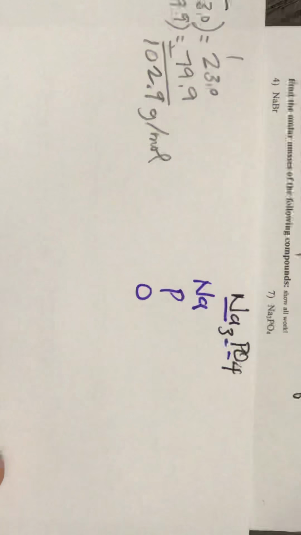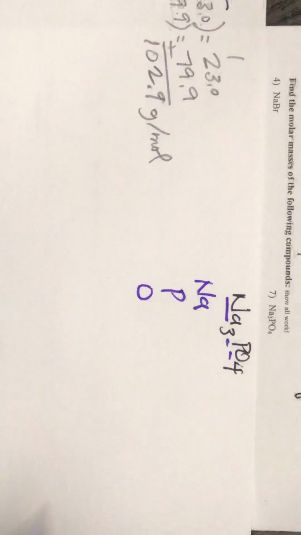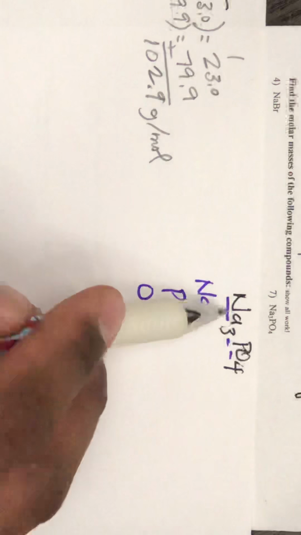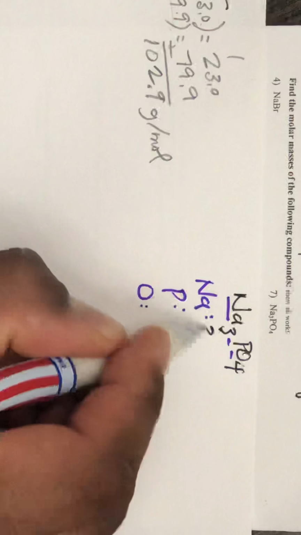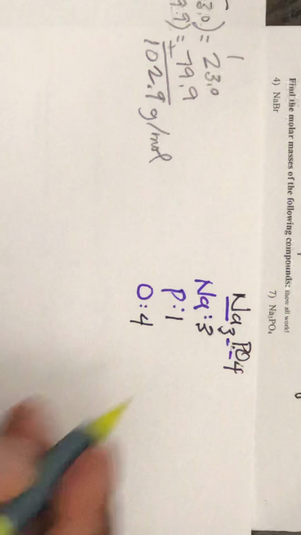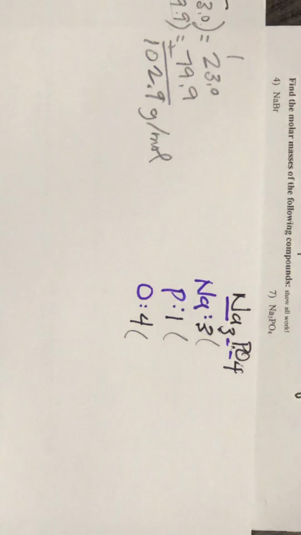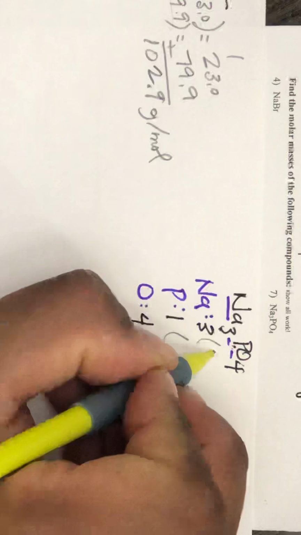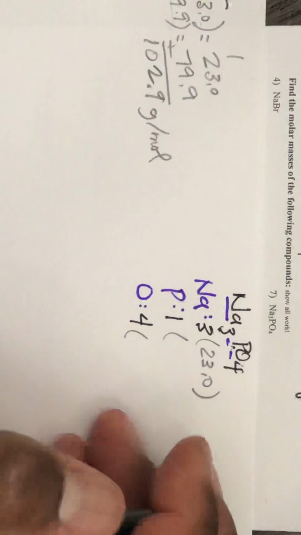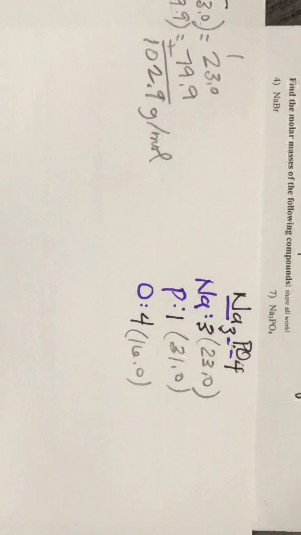Okay, as you separate the atoms, the next step is to determine the subscripts of each element. So you're going to determine Na has what? 3. So you're going to put a 3 there. P has no subscript, so it's going to be 1, and O has a subscript of 4. The next thing is to multiply by their respective molar masses. For sodium, again, from the previous problem, we said it was 23. Phosphorus is going to be 30.974, which is going to be 31.0, and oxygen will be 16.0.